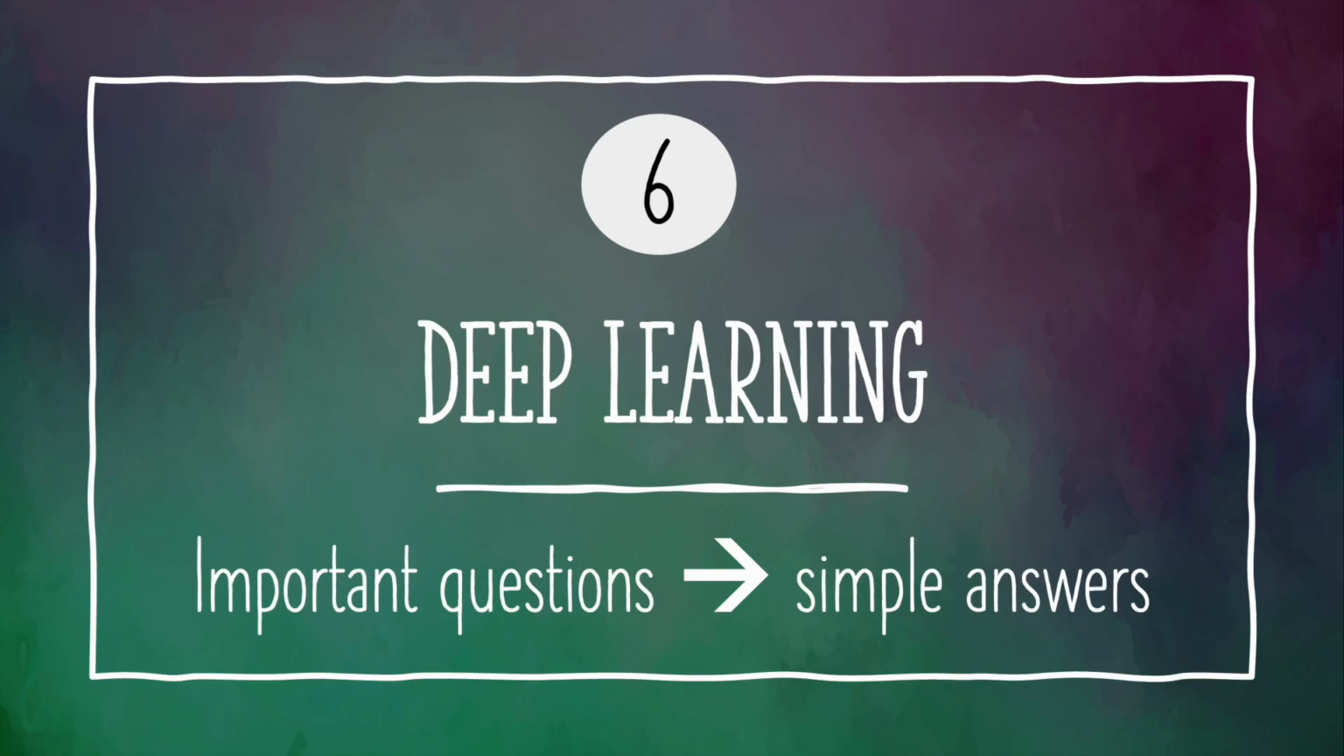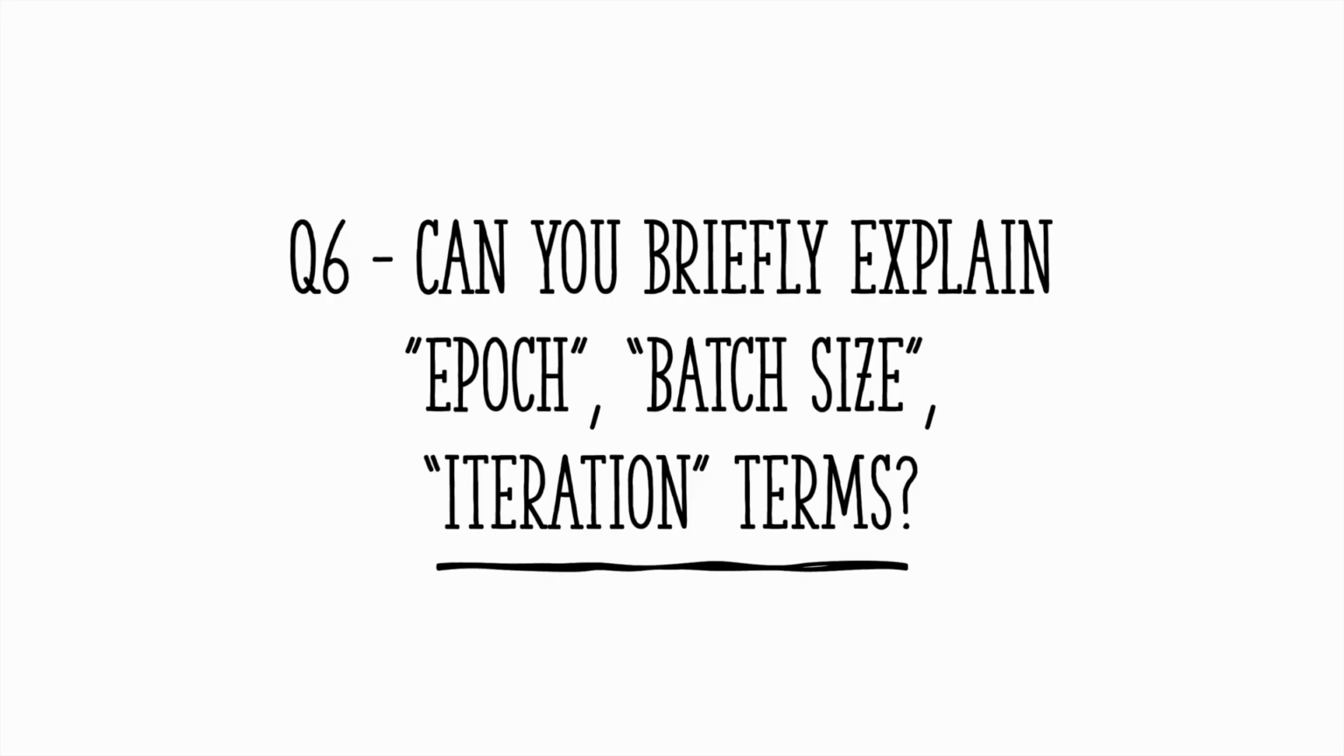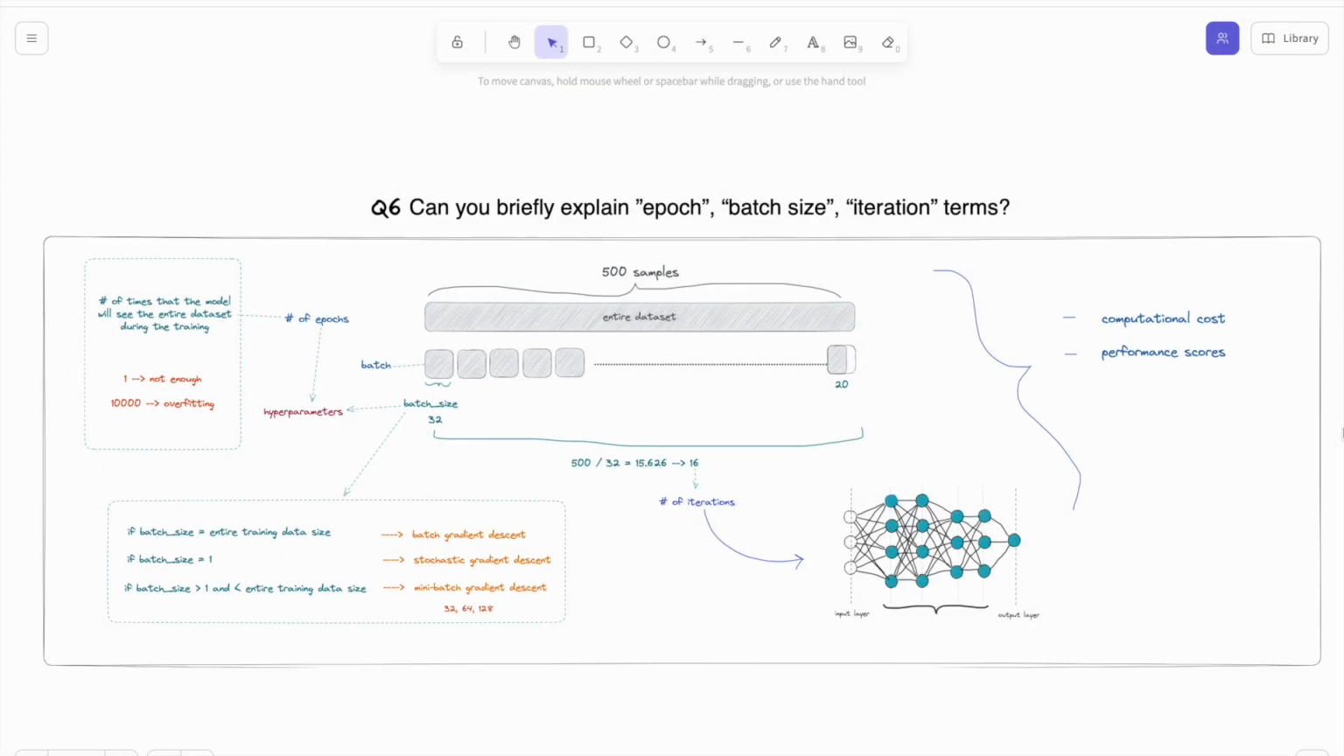Hello everyone, this is question 6 of the important questions and simple answers series. And the question is, can you briefly explain epoch, batch size, iteration terms? So again, let me explain the question with simple diagrams.